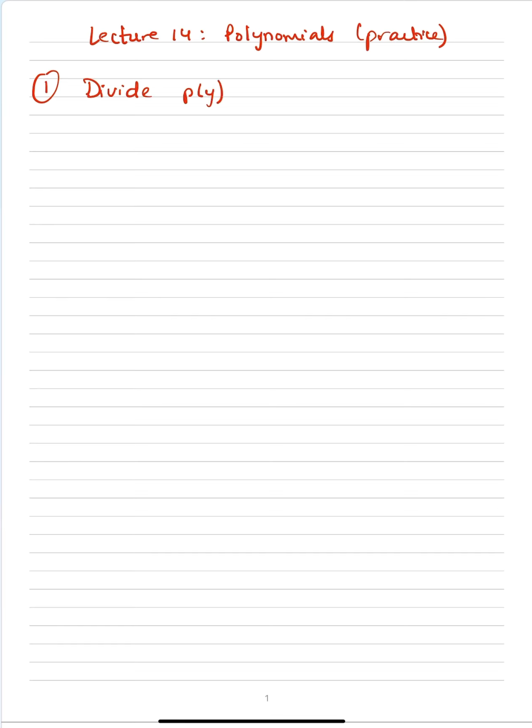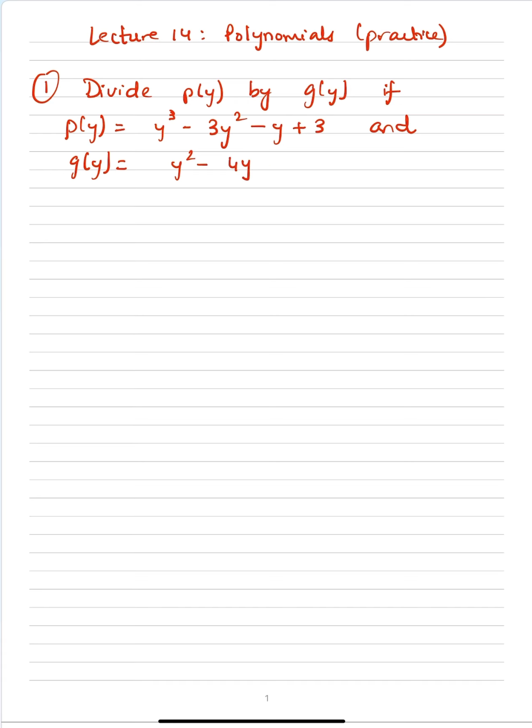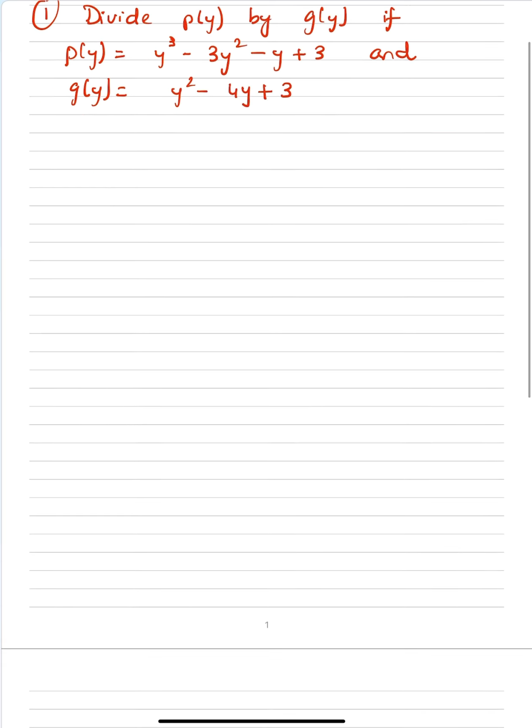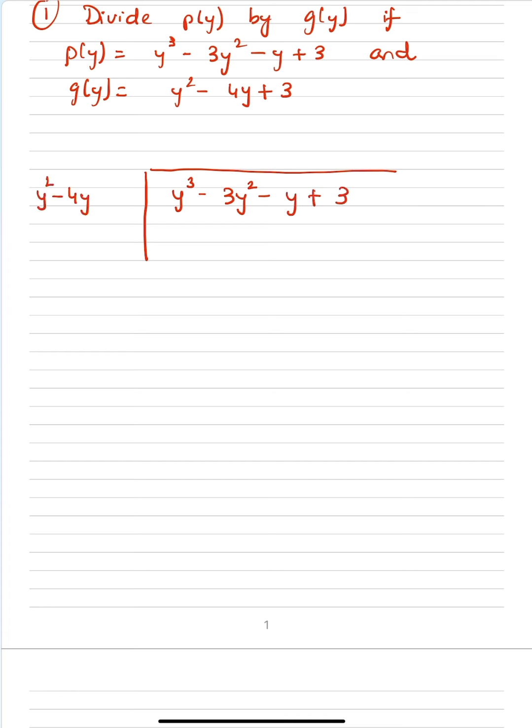Divide p of y by g of y, if the polynomial p of y is equal to y cube minus 3y square minus y plus 3, and g of y is equal to y square minus 4y plus 3. Okay, now let us divide it. So I will write y cube minus 3y square minus y plus 3, and here y square minus 4y plus 3.